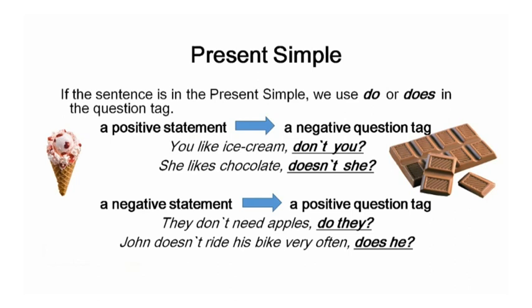They don't need apples, do they? John doesn't ride his bike very often, does he? So we form the question tag by simply removing this N apostrophe T and we add the pronoun.